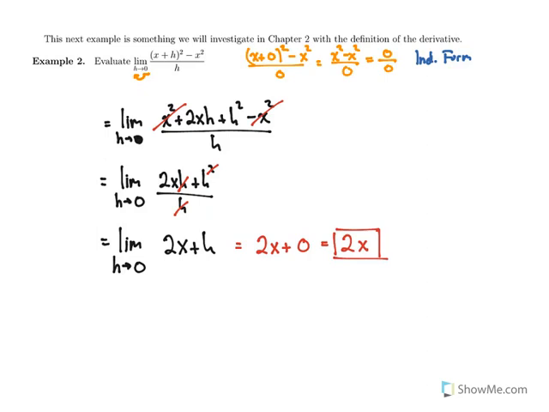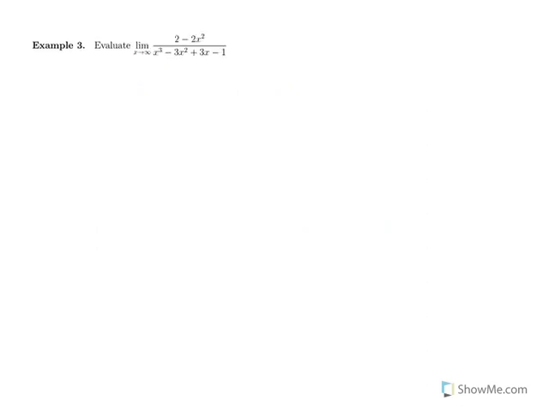Note that what we're doing here is actually finding the derivative of x squared with the limit definition of the derivative, giving us 2x, but we'll look at this further in chapter 2. All right, next problem, we have a limit at infinity. So the limit as x approaches infinity of 2 minus 2x squared over x cubed minus 3x squared plus 3x minus 1. And I want to first talk about how we can do this just with properties of rational functions, and then we'll talk about how to do this algebraically as well.